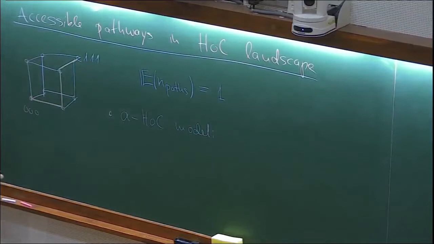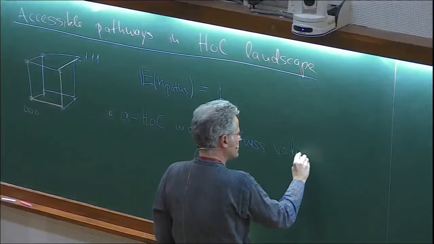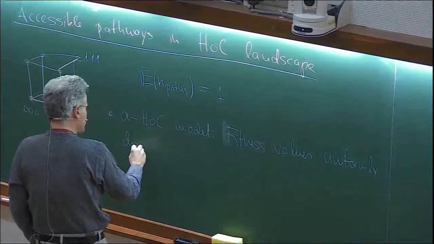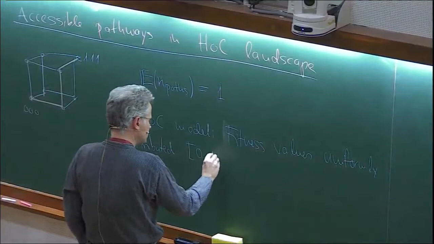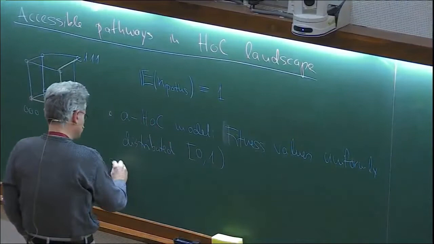And so, first of all, just to simplify the notation, I'm going to assume that the fitness values are uniformly distributed between 0 and 1. Okay, so fitness values, it doesn't really matter, but for the argument it's helpful. Fitness values are uniformly distributed in the interval 0, 1. And strictly speaking, the only place that has fitness 1 is the maximum. So the fitness of the maximum has fitness 1.